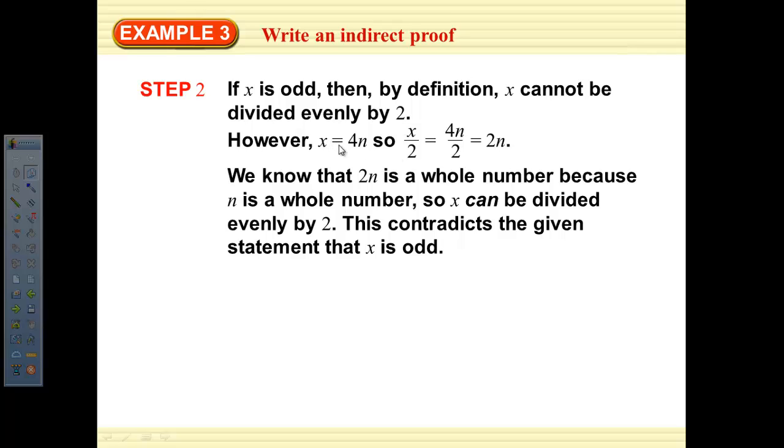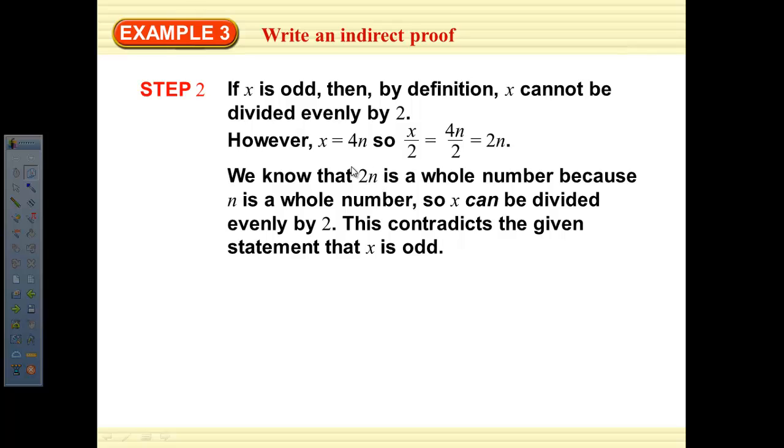So what we do is we take these two things and we divide both by 2. So if we take x divided by 2, we get 4n divided by 2, which is 2n. So x divided by 2 is equal to 2n. And since we know 2n is a whole number, because n is a whole number, x can also be divided by 2. In other words, 2 times n is going to be an even number.